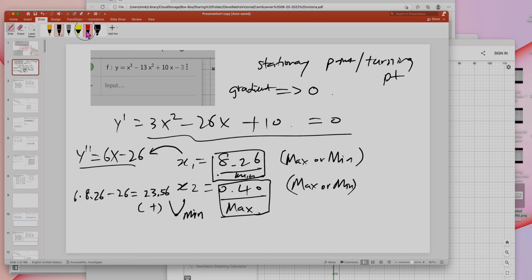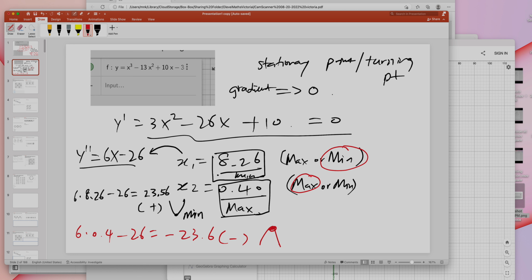Yeah, good. The 0.4 is 6 times 0.4 minus 26. I can tell it's a negative already, minus 23.6. Okay, good. So this is negative. Negative is a frown face, so this is a max. So this is the way to test the nature of the point.